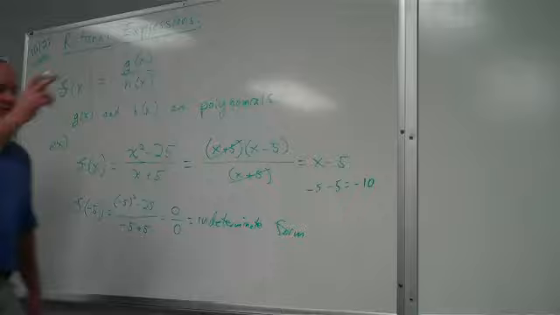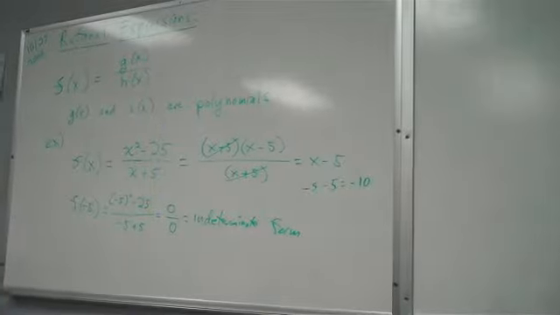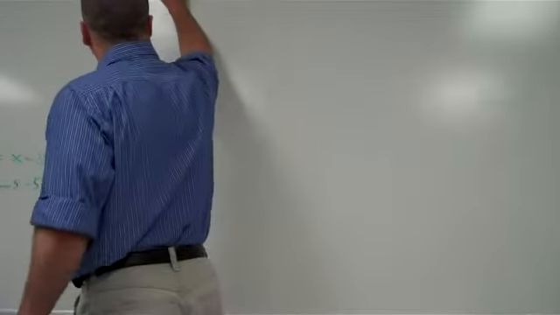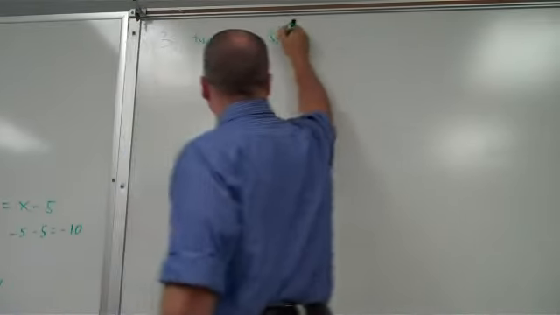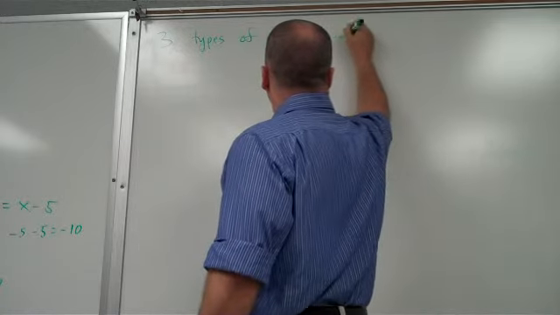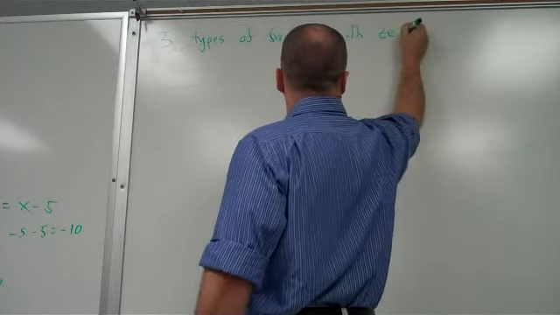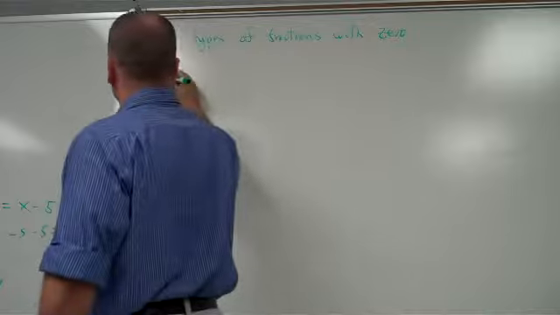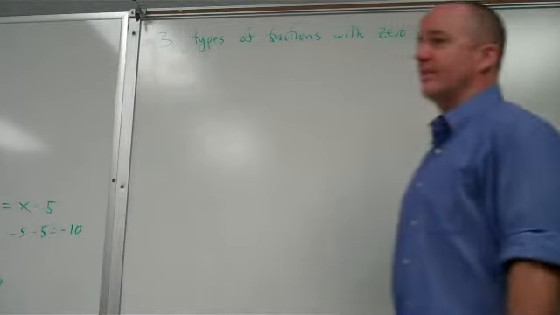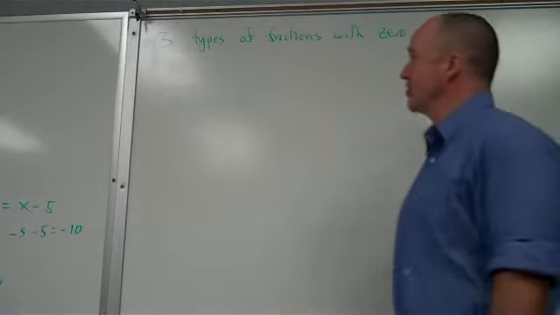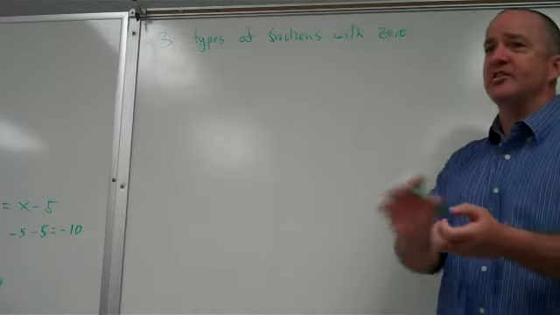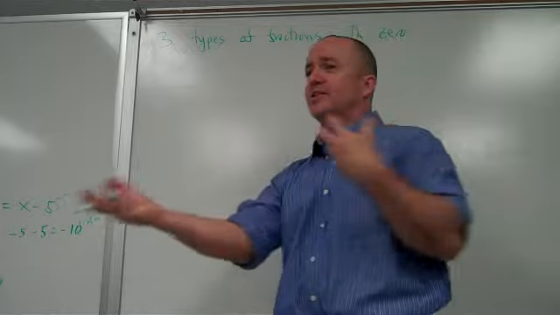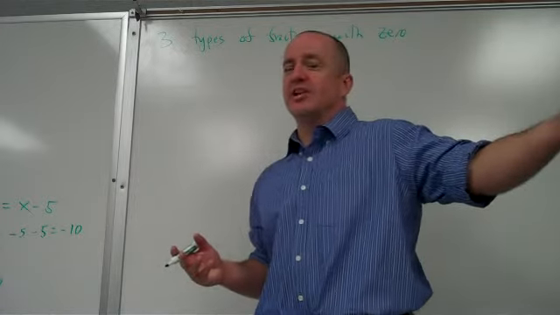Okay? Follow me to this board for a sec. Three types of fractions with 0. You get something over 0, 0 over something, and 0 over 0. Those are three possibilities. A fraction bar means division. And division is the reverse of what? Multiplication.